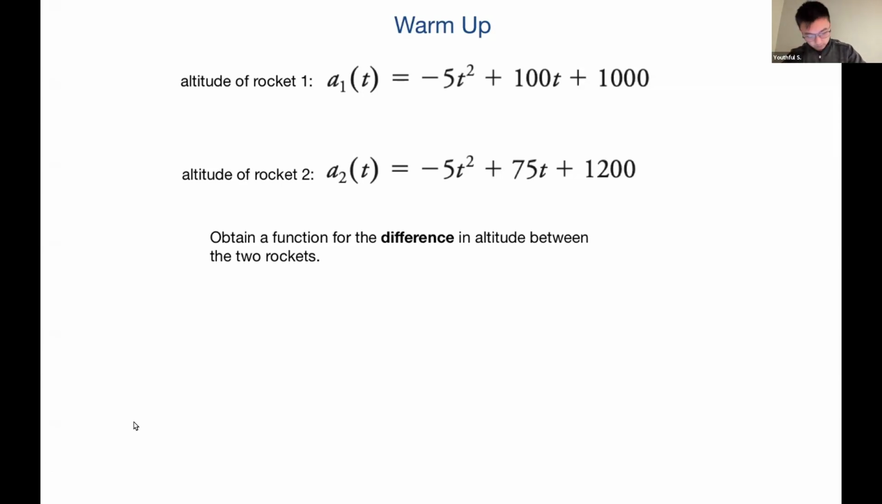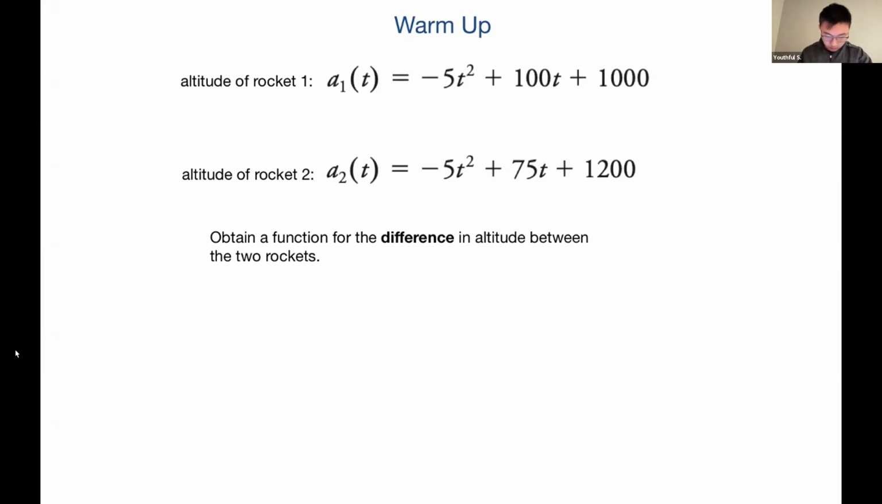So I'm just going to go over the first couple of steps, how you might interpret this question. It gives us two functions. The first one is the altitude, or the height, of rocket one, and the second is for the second rocket. Then it asks us to obtain a function for the difference in altitude between the two rockets.